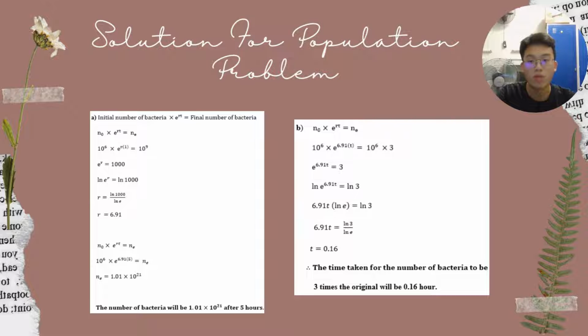Then we substitute r back into the formula again. 10 to the power of 6 times e to the power of 6.91 times 5 is equal to the final N. Therefore, the number of bacteria will be 1.01 times 10 to the power of 21 after 5 hours. For the second question, we use the formula again.